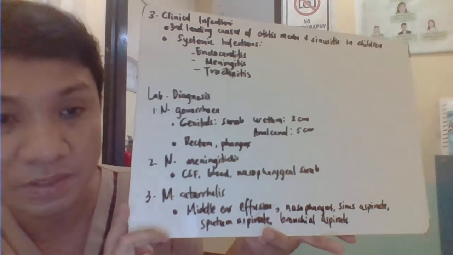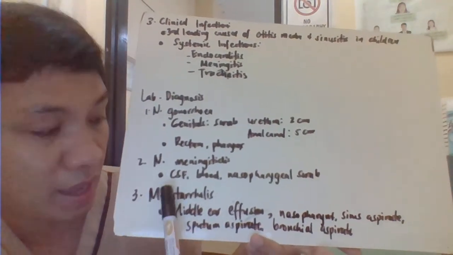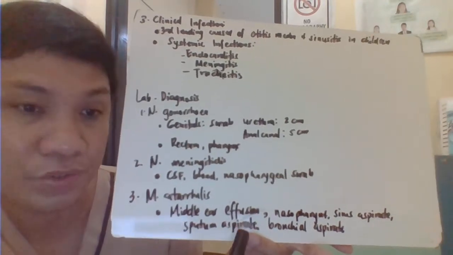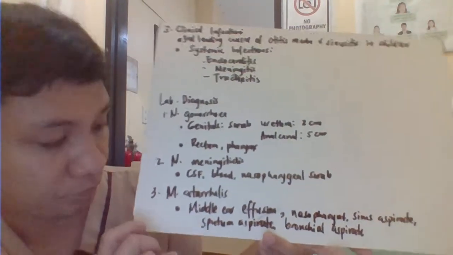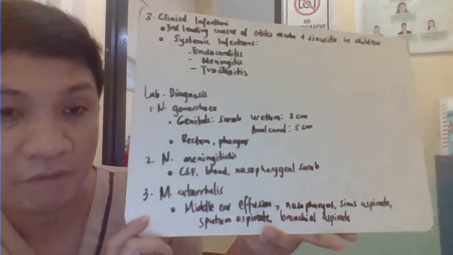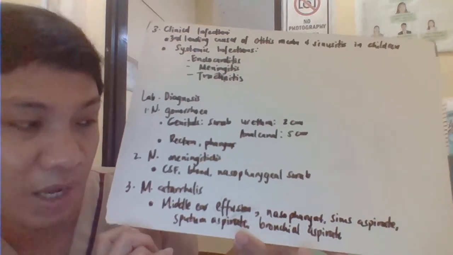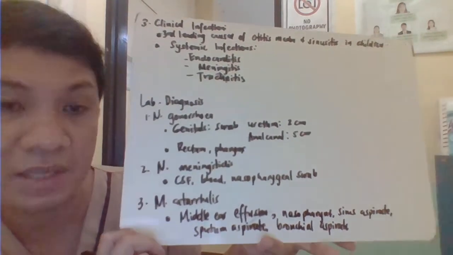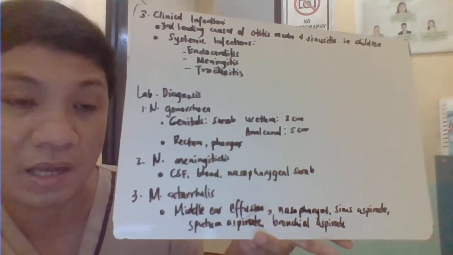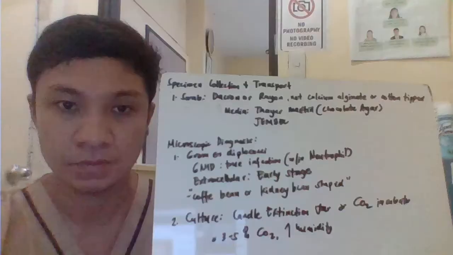Neisseria meningitidis causes meningitis, so for diagnosis you could use CSF. You can also perform blood culture or nasopharyngeal swab. Moraxella catarrhalis, on the other hand, uses middle ear effusion, nasopharyngeal swab, sinus tract aspirate, but also sputum aspirate or bronchial aspirate as specimens to diagnose the infection.